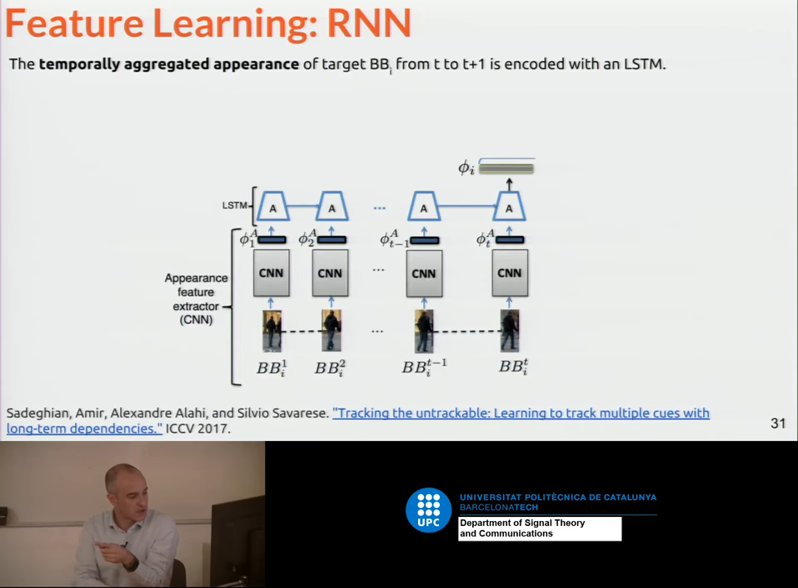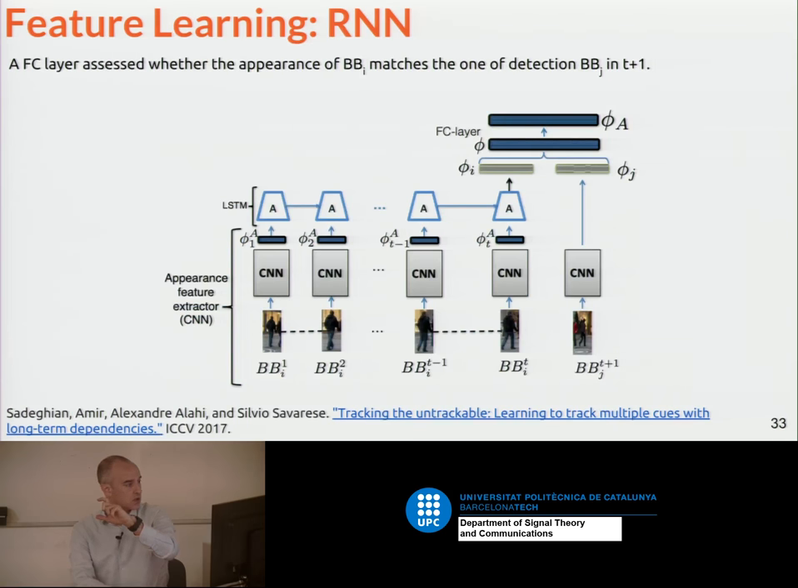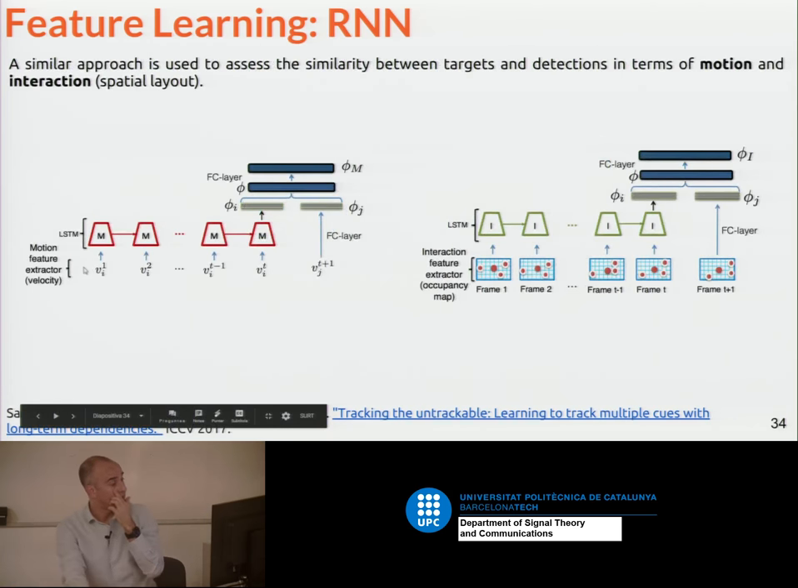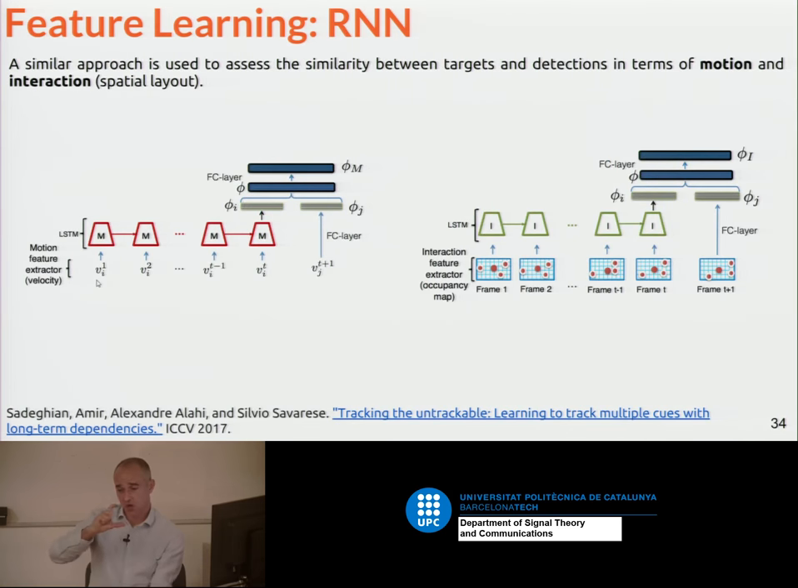So again, in this work, they do it with the bounding box, so with the appearance, with the RGB images. They also do the same in spirit with the motion vectors of the object. In this case, they are trying to predict the trajectory, so the velocity that the object is taking within the image.